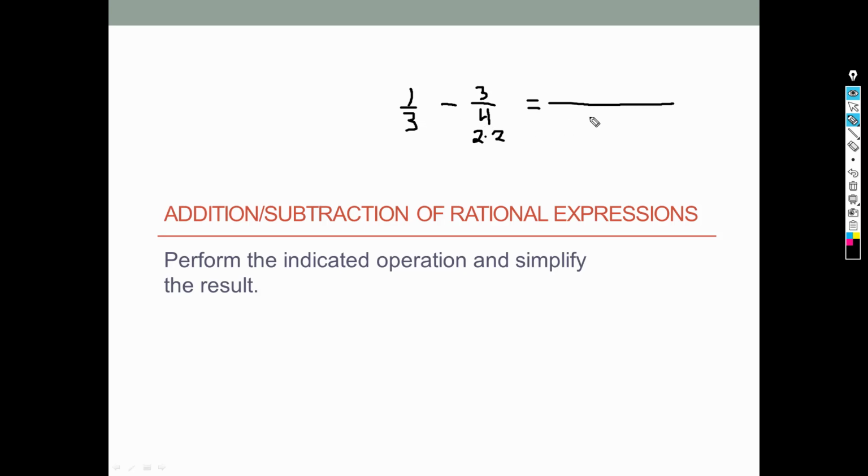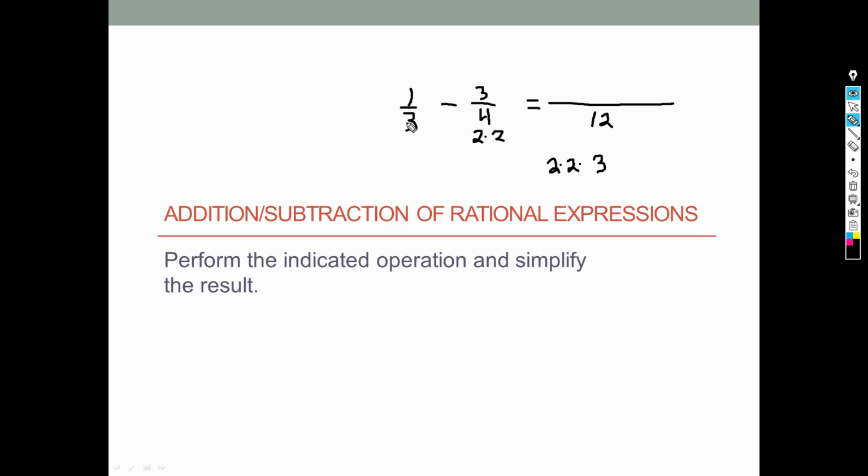So this denominator really should have all the different factors that appear in any one denominator, the most times it appears in each. So the factors of 4 are 2 and 2, and then the other denominator has one factor of 3, so those should all be included as our least common denominator. So that's just 2 times 2 is 4 times 3, so this should be 12. And I can put the factors in there.